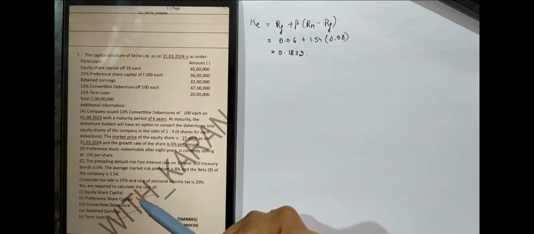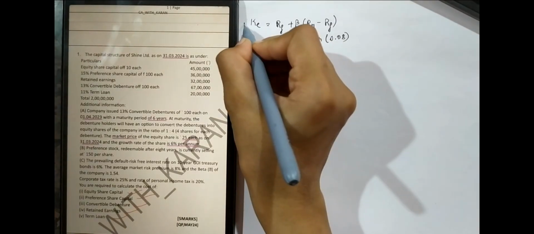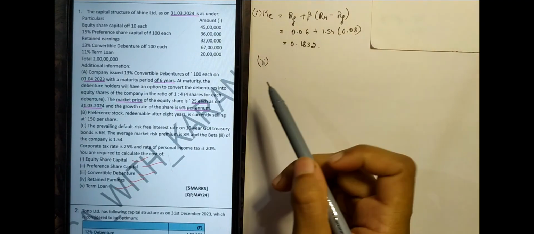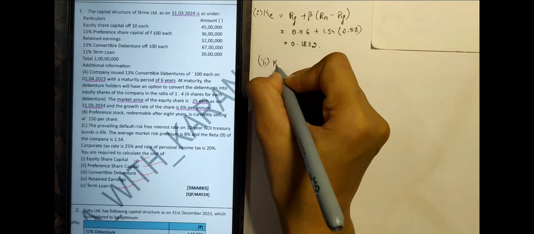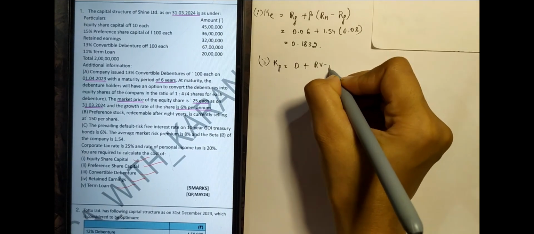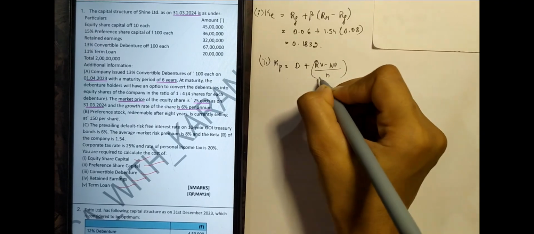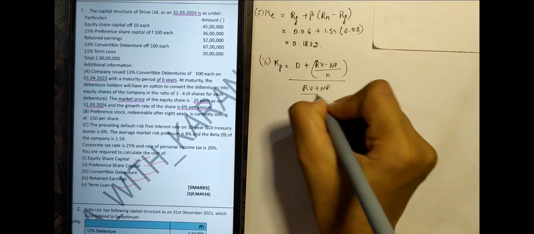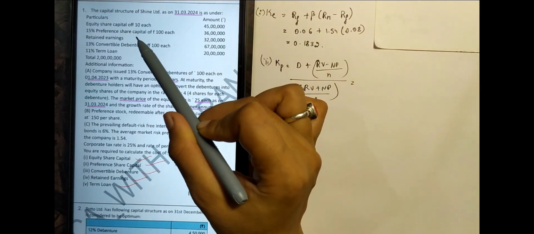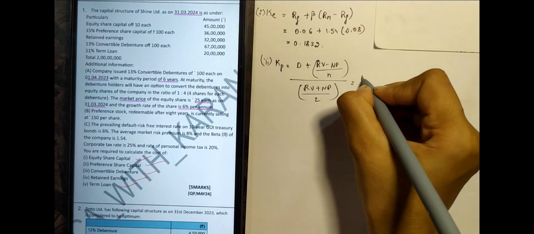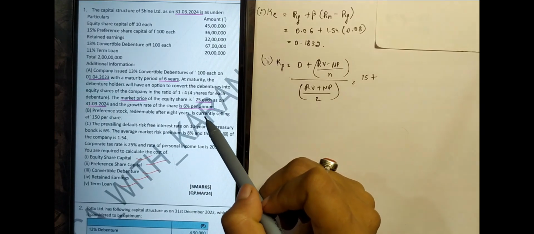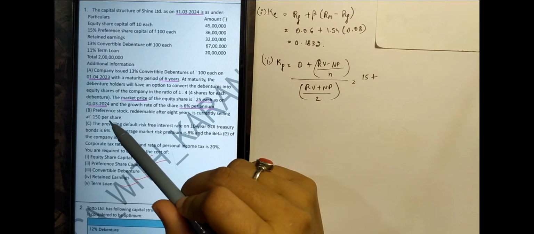And next, what we need to calculate? Next we need to calculate preference share capital. So second, we're going to calculate the cost of preference share capital. The formula is dividend plus redemption value minus net proceeds upon n, all divided by redemption value plus net proceeds upon 2. They have given that the dividend is 15% preference share capital of 100 each. So the dividend is 15 plus redemption value. Redeemable after 8 years, currently selling at 150 per share.